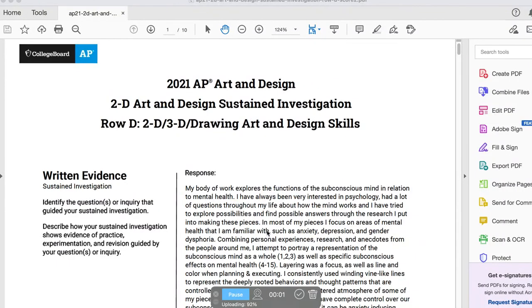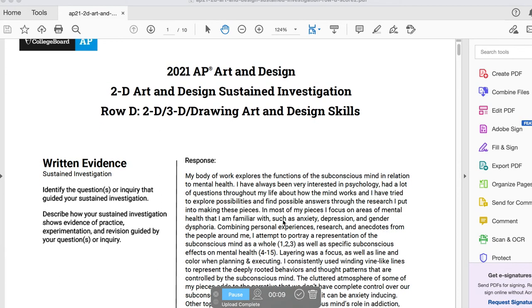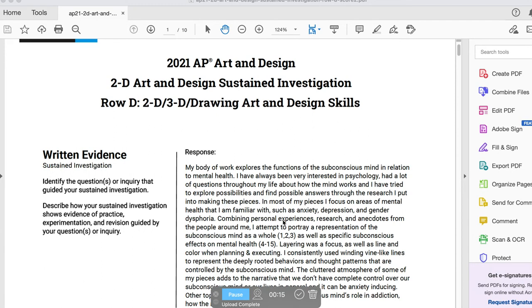Okay, we have made it to row D, which is looking at 2D, 3D, or drawing art and design skills. This is the one row of the rubric that differs based on the course that you're in. However, as we've discussed, there is still a lot of overlap in the 2D and drawing skills, so no matter which course you're taking, you can still learn from this.